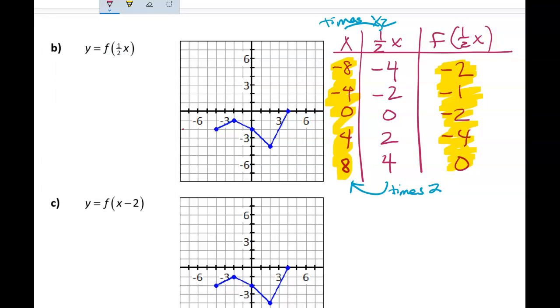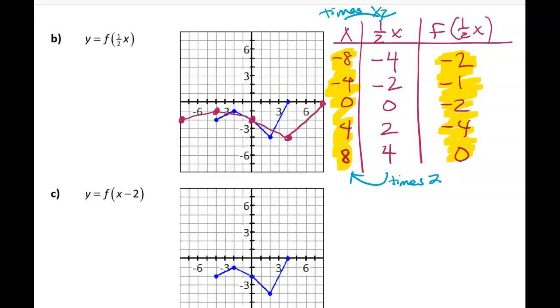(-8, -2), (-4, -1), (0, -2). So far that's what we have. (4, -4), and (8, 0). So this one, we've performed a horizontal stretch. And these may be transformations that you recognize from your work in Algebra 2.